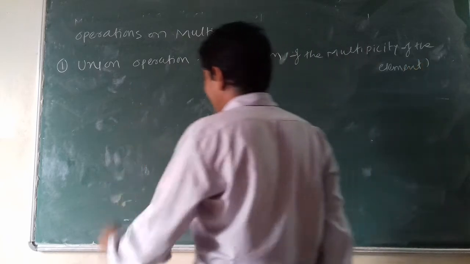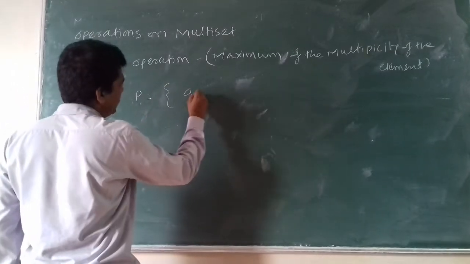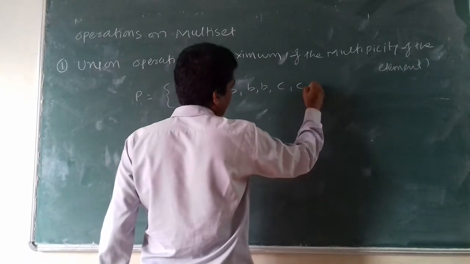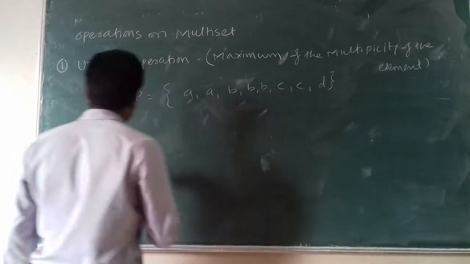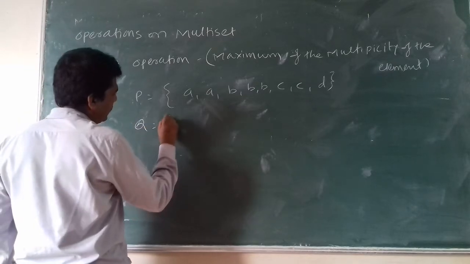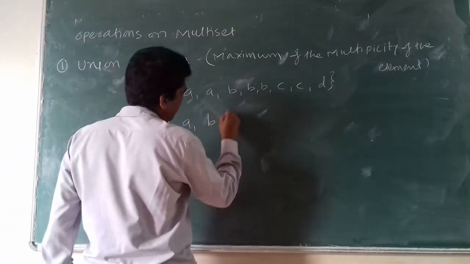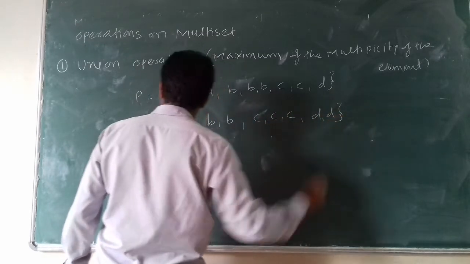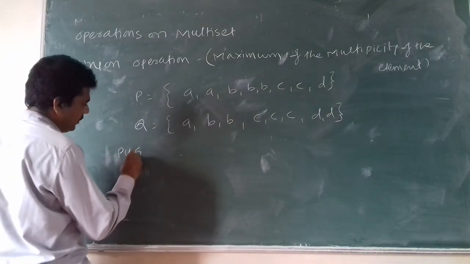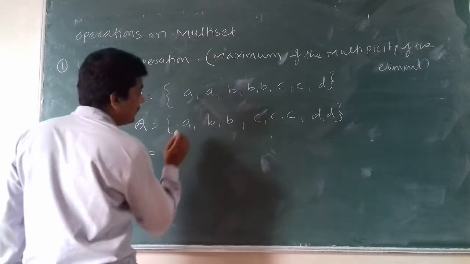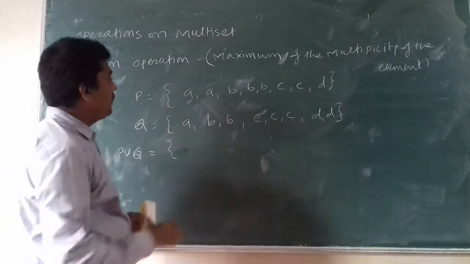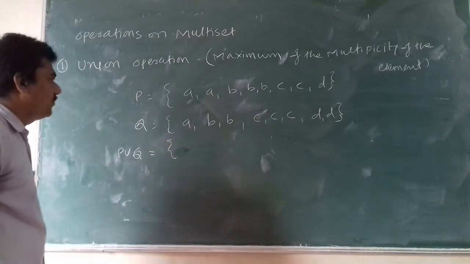That will be the resultant in the union operation. So let's say P is one set having the elements 2A, 3B, C and 1D, and Q is another set A, B, B, C and 4D. Now the union of these two, P union Q, is a set which contains the maximum of the multiplicity of the elements.